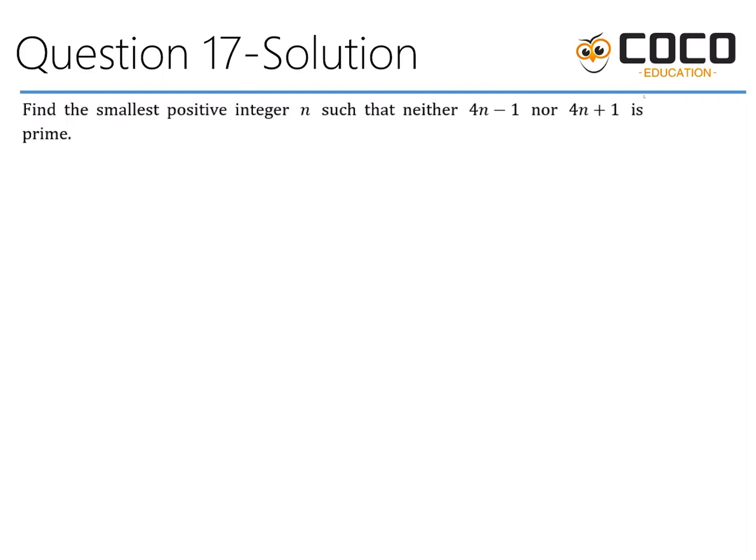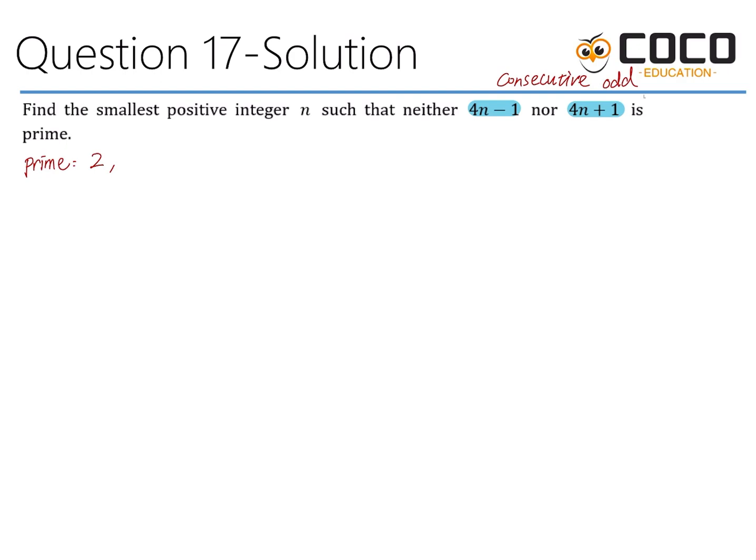Question 17. Find the smallest value of n such that 4n minus 1 and 4n plus 1 are not prime numbers. Let's list down the prime numbers. First, we know that 4n minus 1 and 4n plus 1 are consecutive. So they have to be consecutive odd numbers, because there's only one even number that's prime, which is 2.